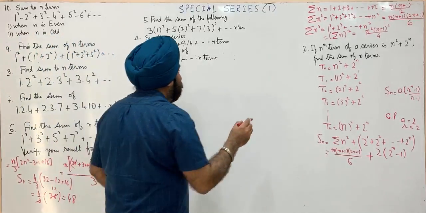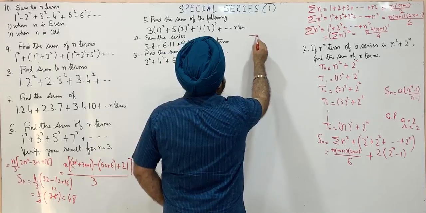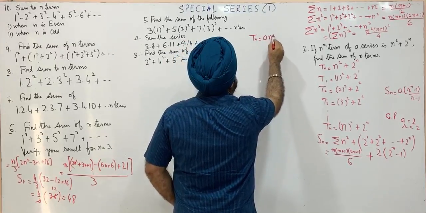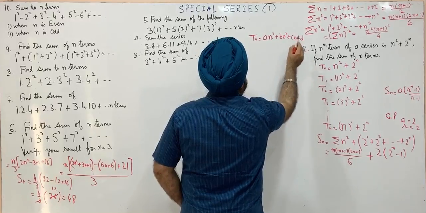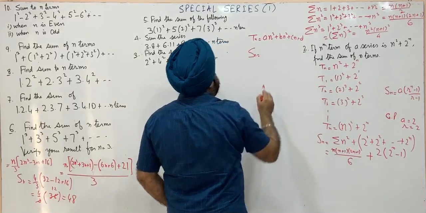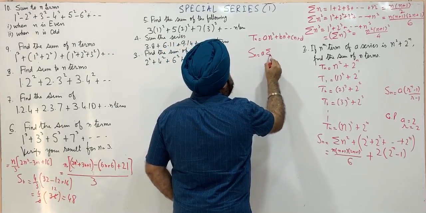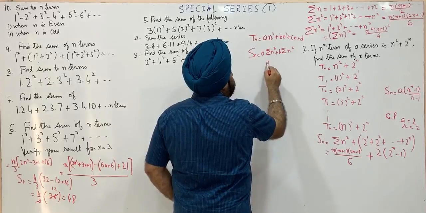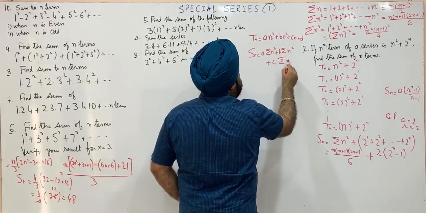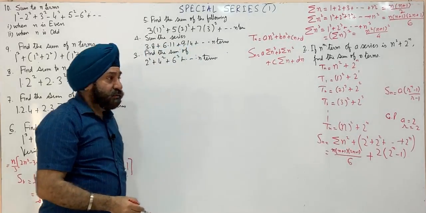So henceforth, if we are given nth term of a sequence as a n cube plus b n square plus c n plus d, we can straightaway write Sn as a into sigma n cube, plus b into sigma n square plus c into sigma n, and d, this will be d into n. We can directly use this result.